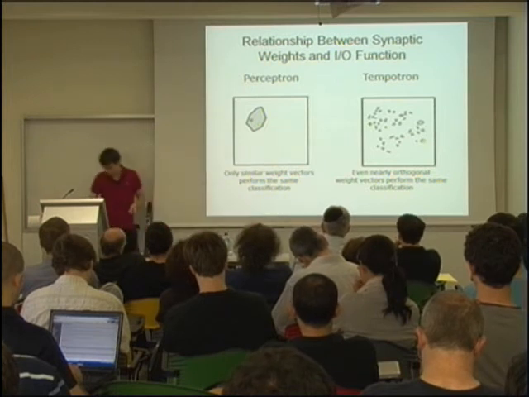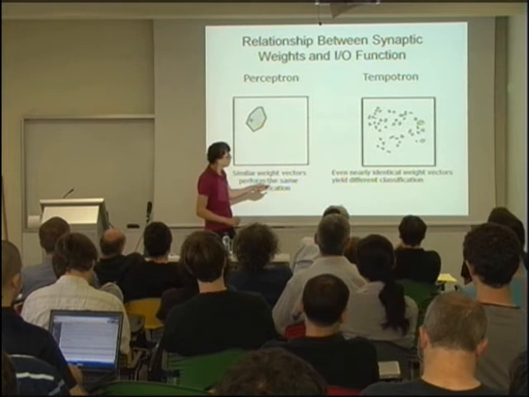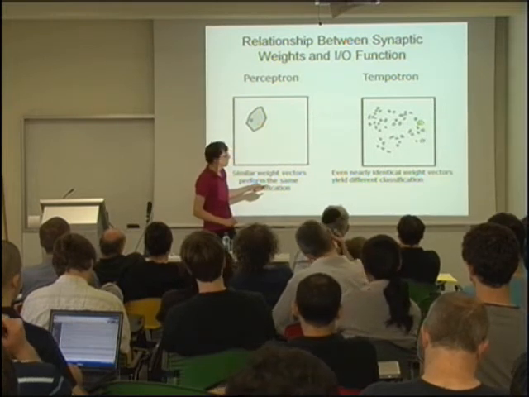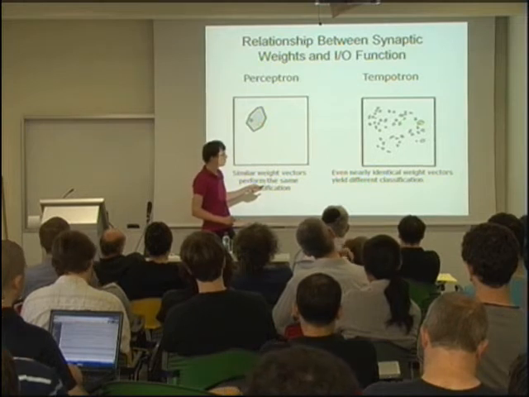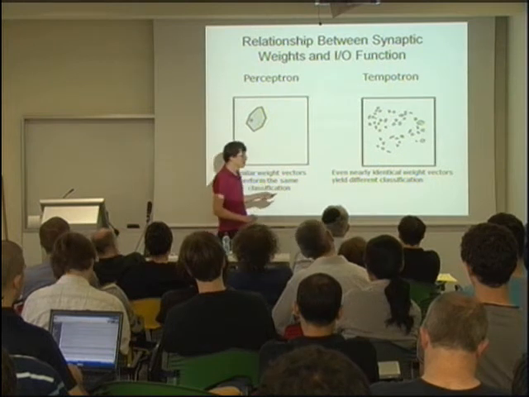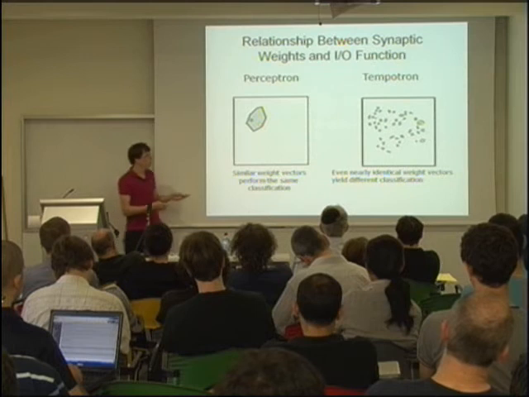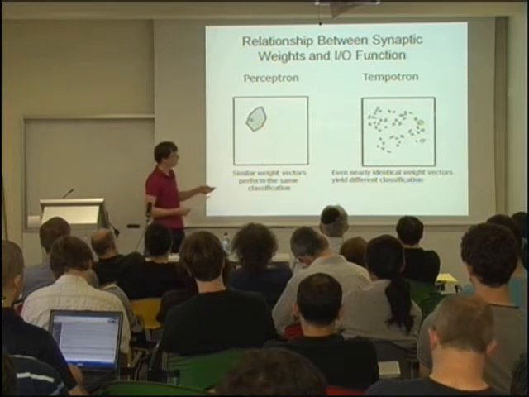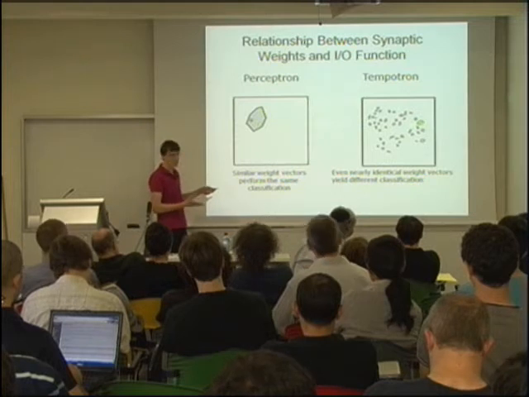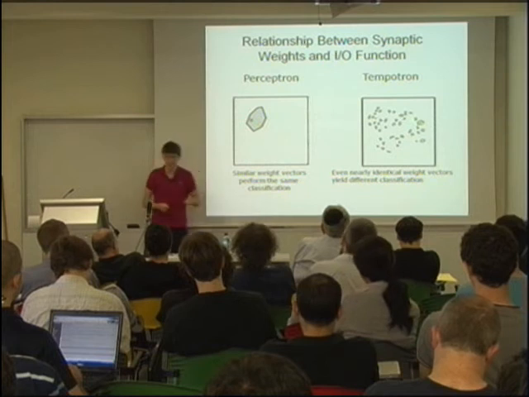On the other hand, in the tempotron, even if we take two close-by weight vectors, but one is inside the solution space and the other is outside it, even though they are almost identical, they make different classifications. One natural question to discuss is, maybe they are close by and don't make exactly the same classification. How different are the classifications that they make?